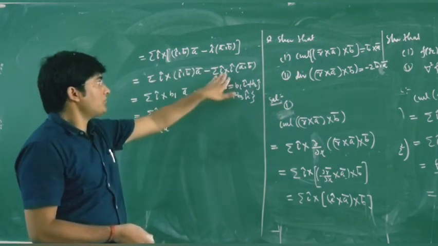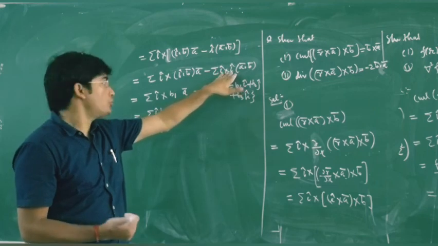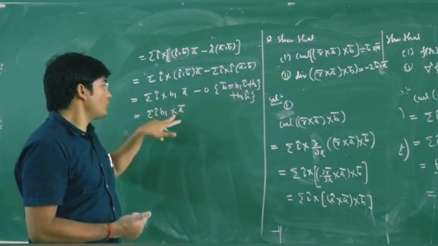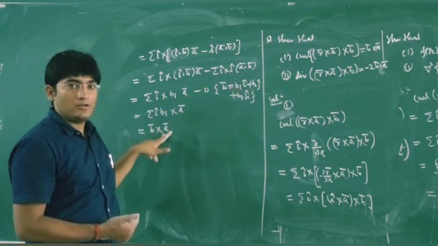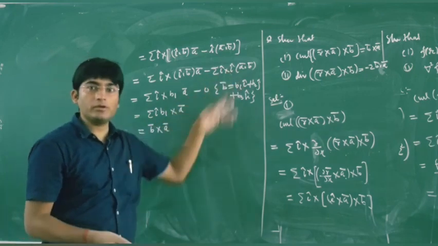In the second part we will have i dot i here, so that will be 3. And here we will have the dot product, so this will be your b dot a. So b dot a minus 3 b dot a will be minus 2 b dot a.